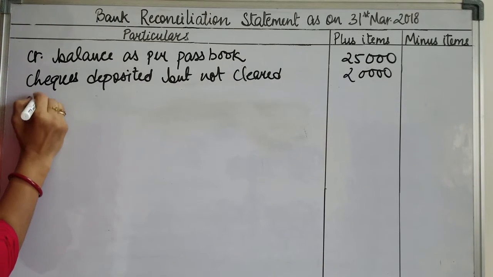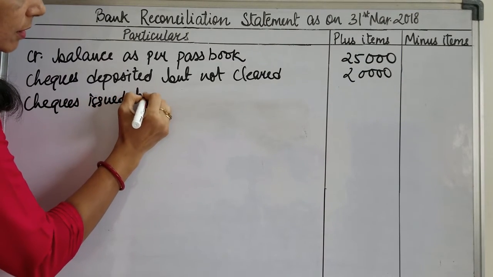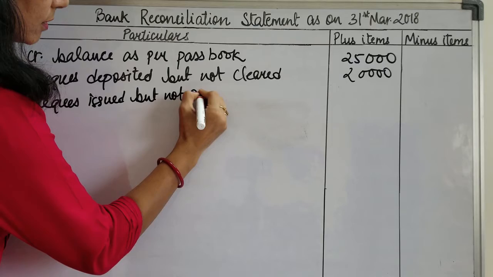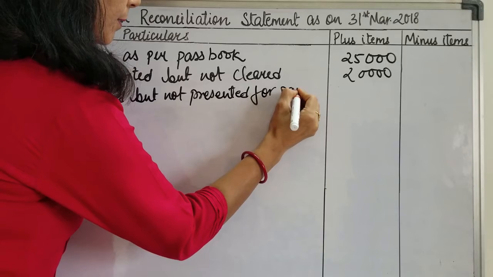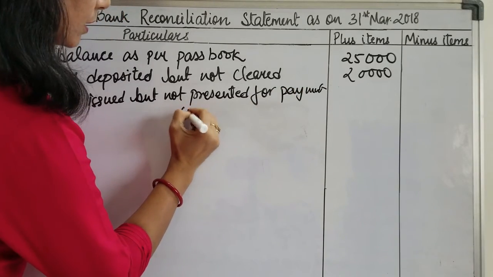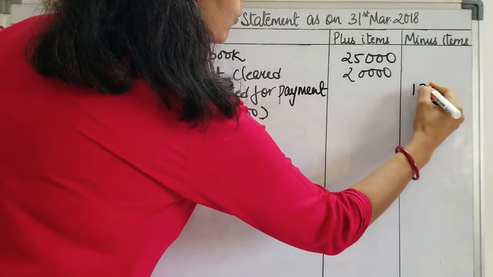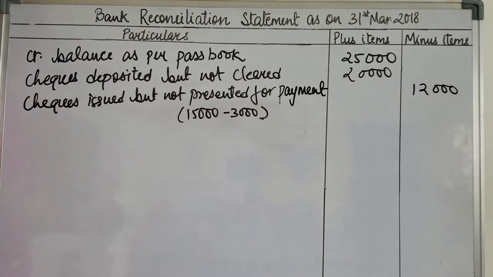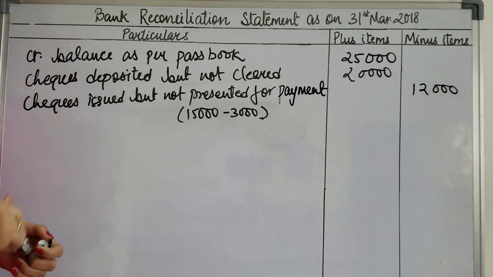So we'll make it like checks issued but not presented for payment, and it's 15,000 minus 3,000. The amount will go here in the minus column because issue of check is recorded in cash book, so the cash book must be showing a lesser amount. To bring the balance of passbook equal to the cash book, it is deducted. Now let's see the next transaction.